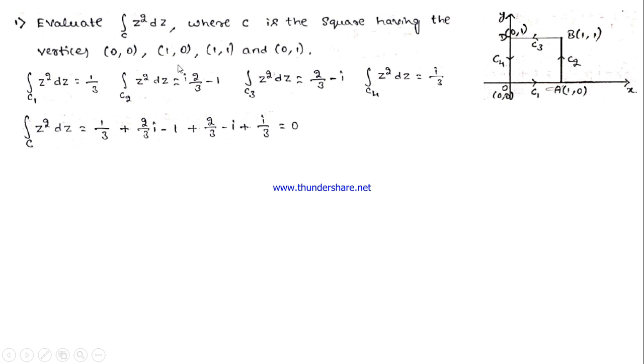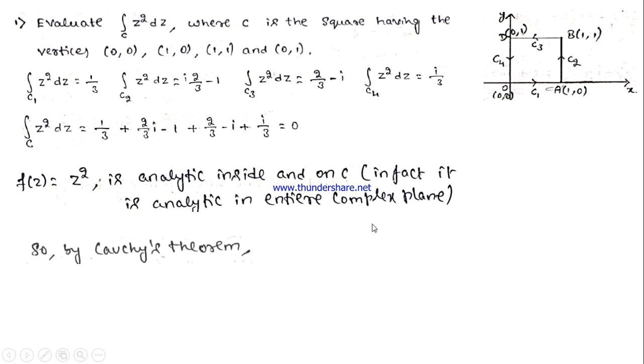Yes, it is possible. Have a look at this integrand. Integrand f of z is what? z square in this case. z square is a differentiable function. It's a differentiable function in the entire complex plane. If that is the case, we can claim that f of z, z square, is analytic in this region and also on this closed boundary. As a result, you can note the value of the integral is 0.